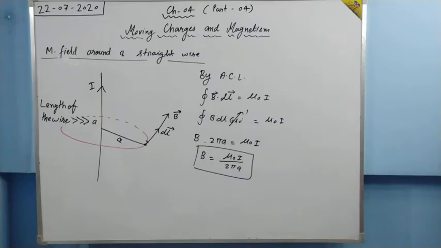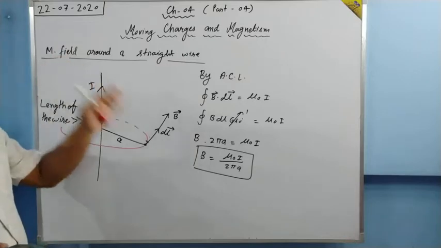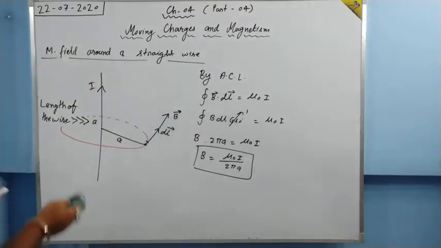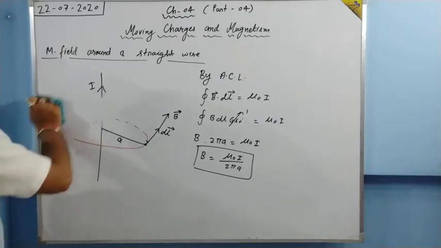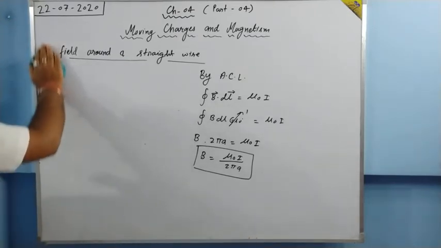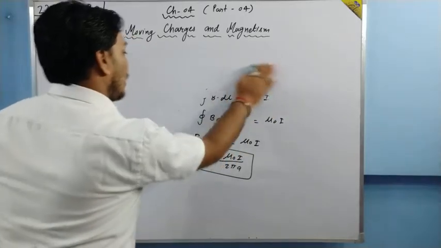Is it clear? So again, we have a clear idea why this Ampere circuital law is important. As you can see, by using Ampere circuital law, the lengthy derivation can be done in a few lines only. Okay, now I am moving ahead. The determination of the magnetic field due to a given current carrying wire is done.